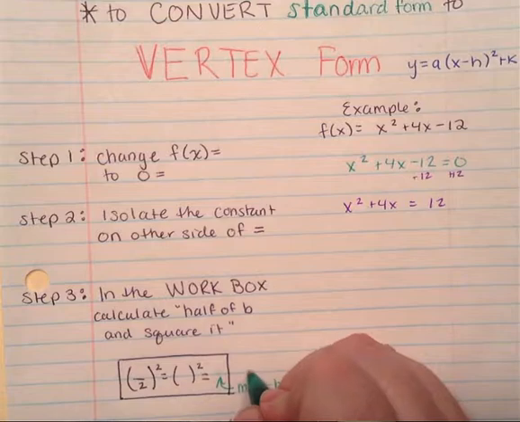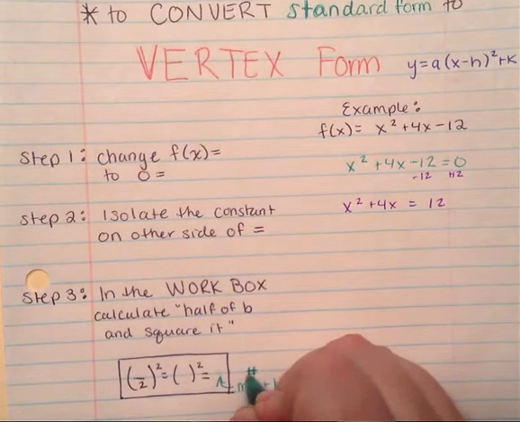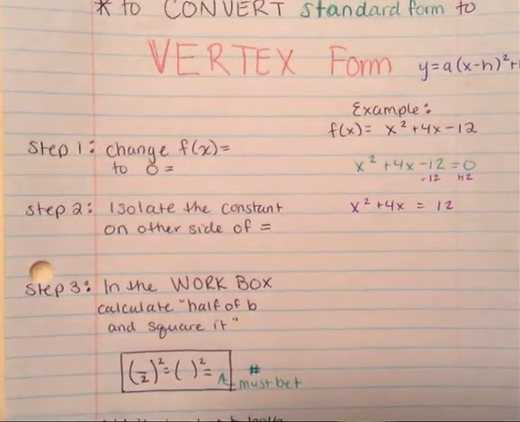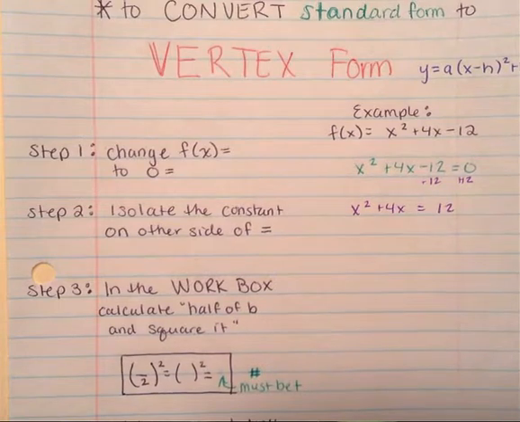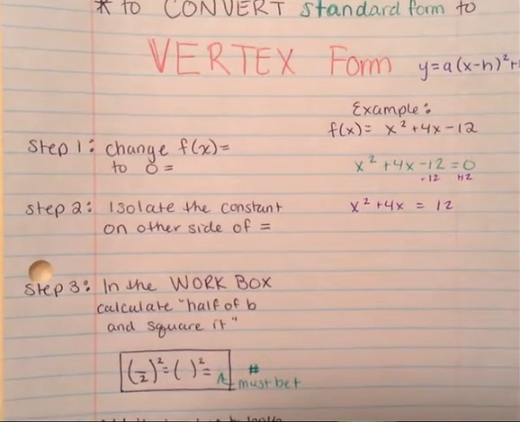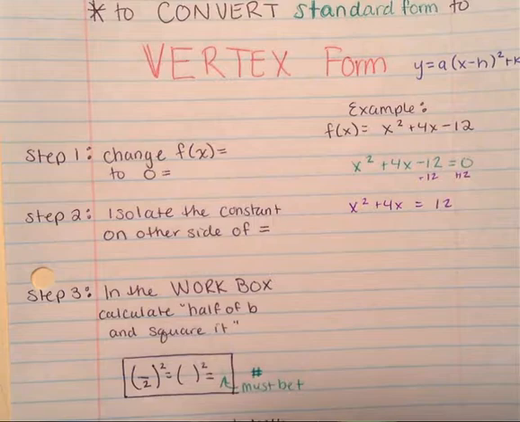This number must be positive. The reason this has to be positive is because you're squaring it. Whenever you square something, it'll become a positive. Whenever you square a rational, real number, it'll become a positive.